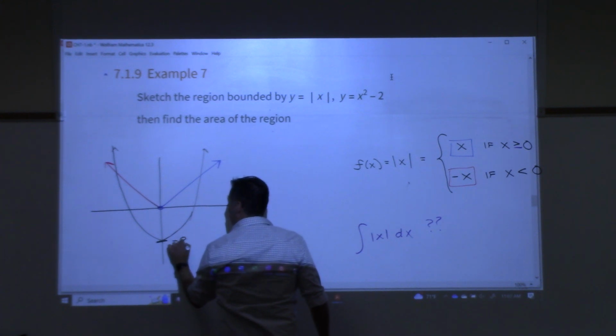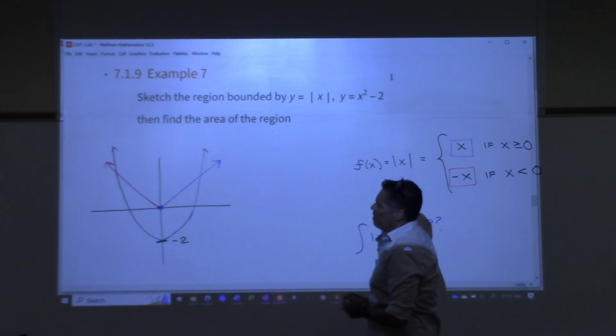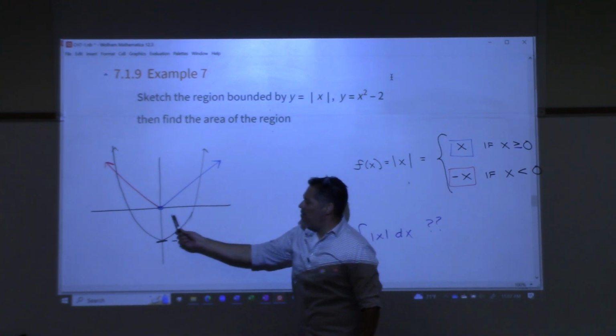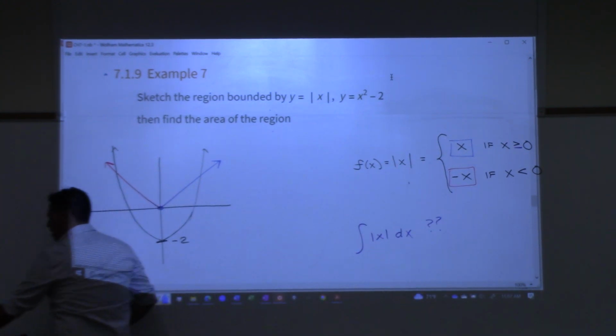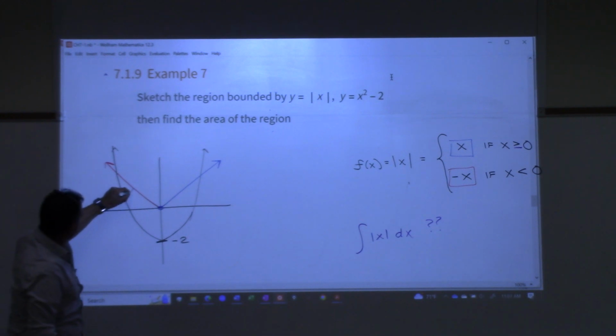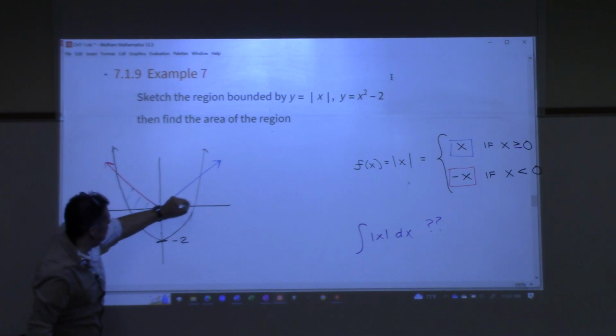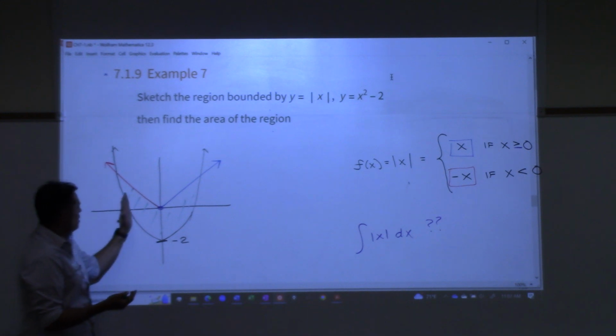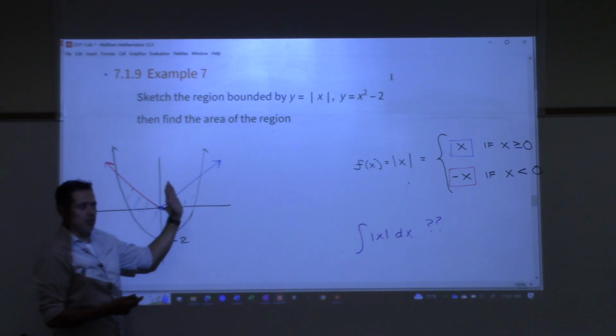Okay, so that's -2. If we want to define the area of this region bounded by the two curves, we're talking about this region in here. We want to know that area, right? Well, if we're going to do a type 1, which is the way we'd want to go here, do y'all see why? Type 1, our rectangles are vertical.